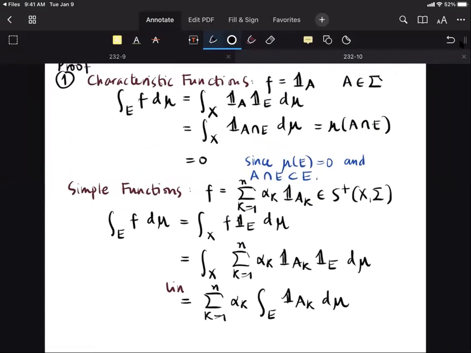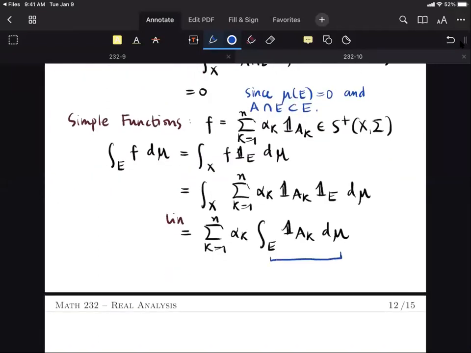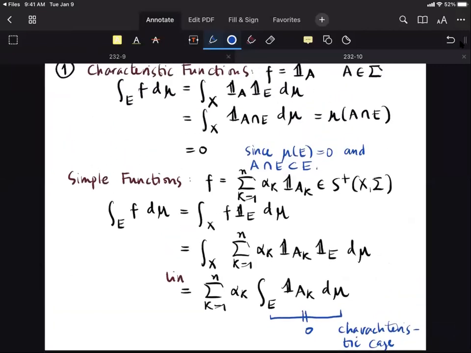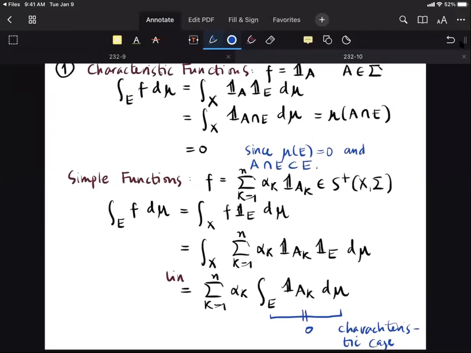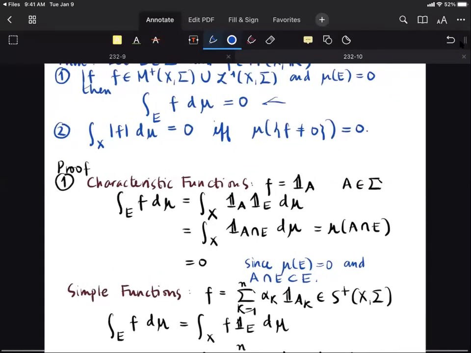Since we know that the integral over E of indicator or characteristic functions is 0, you apply here the characteristic function case. So now we know that the equation here is valid for simple functions, non-negative simple functions.